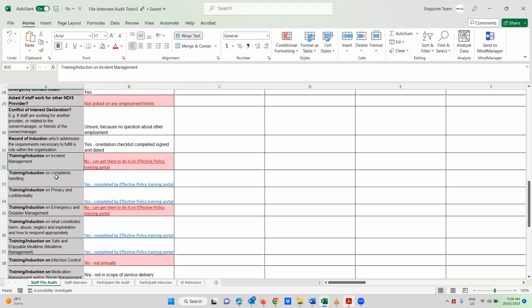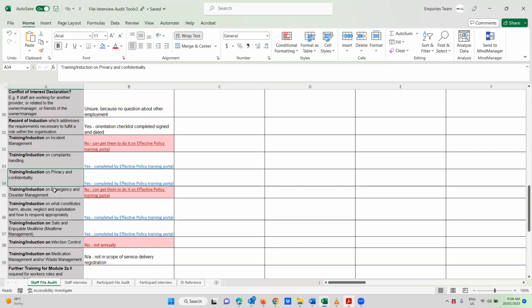Incident management, your staff need training in that. Complaints handling, they need training in that. Privacy and confidentiality, they need training. Emergency and disaster management, they need training. They need training to know they need the knowledge of what constitutes harm, abuse, neglect, and exploitation. So it doesn't say they need training in this, but it says you will deploy staff who have knowledge in harm, abuse, neglect, exploitation, and how to respond appropriately.